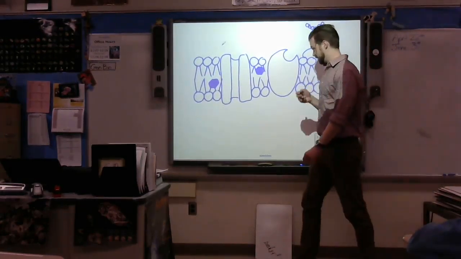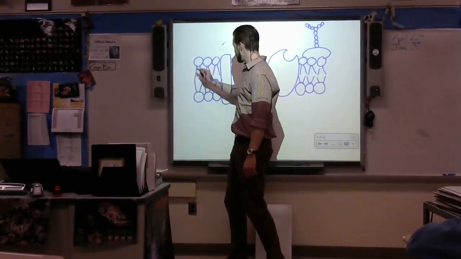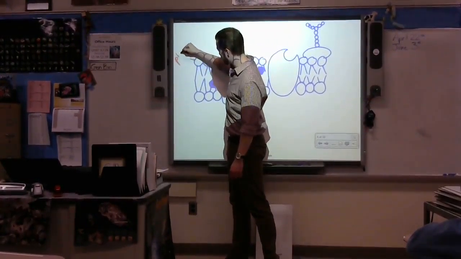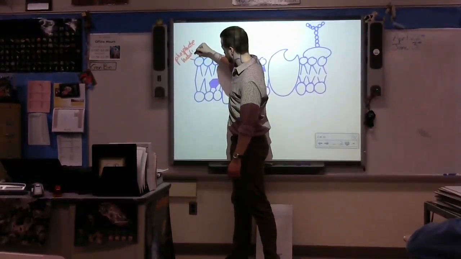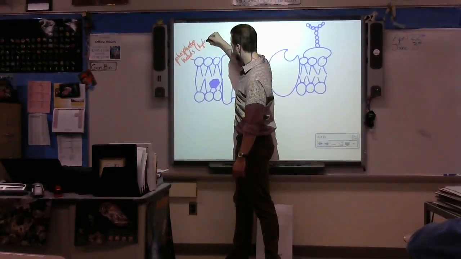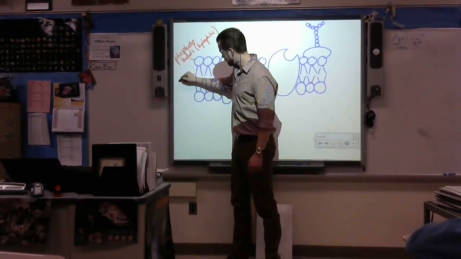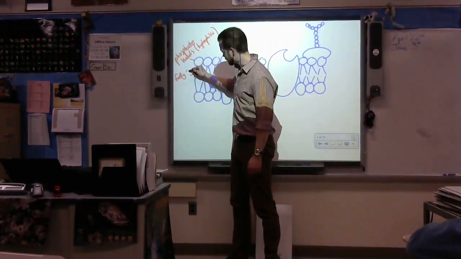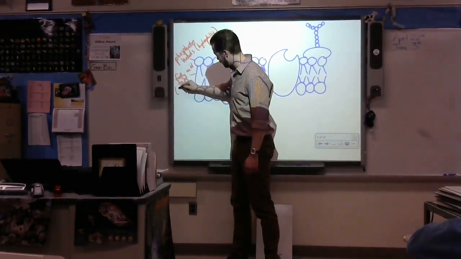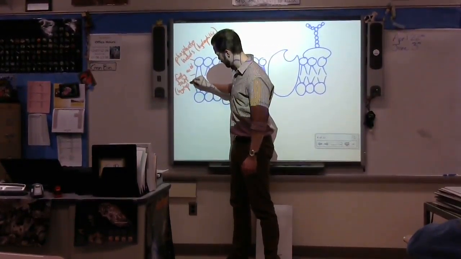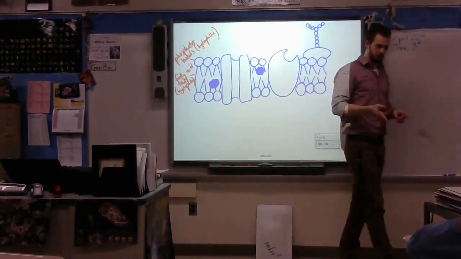All right, let's label the crap out of this thing. I'm going to do this in a different color. These guys right here are called the phosphate heads, and they are hydrophilic. These are the fatty acid tails, and they are hydrophobic, which explains why the layer forms.